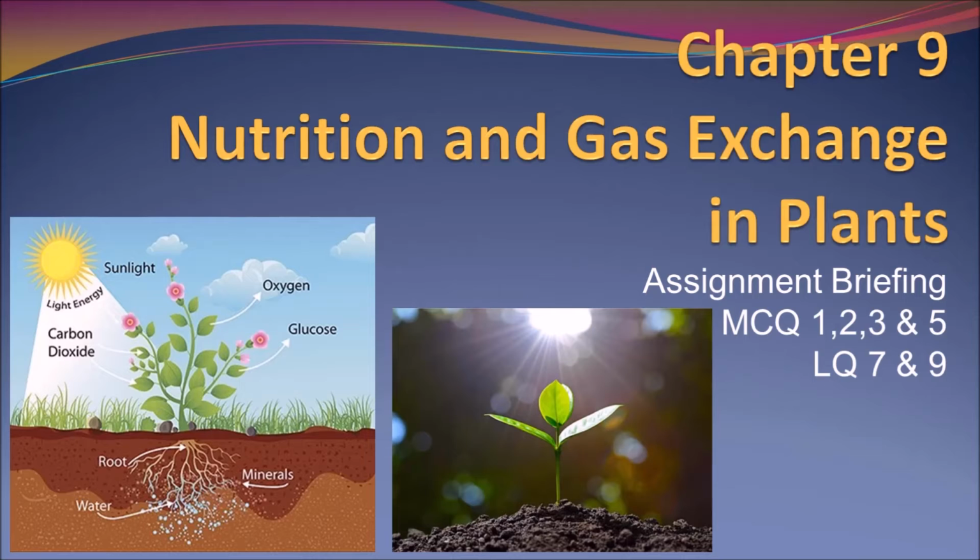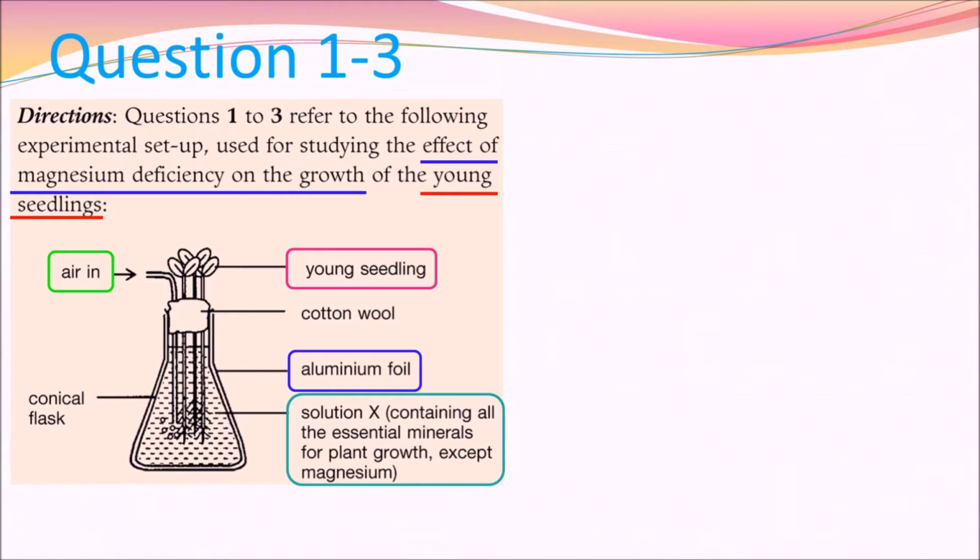Hello students, in this video we are going to talk about the Chapter 9 assignment, and in this part we shall talk about the MC question first, and then later on we shall talk about the long question in the second part. Questions 1 to 3 are about the same experiment, in which we are going to study the effect of magnesium deficiency on growth of the young seedlings.